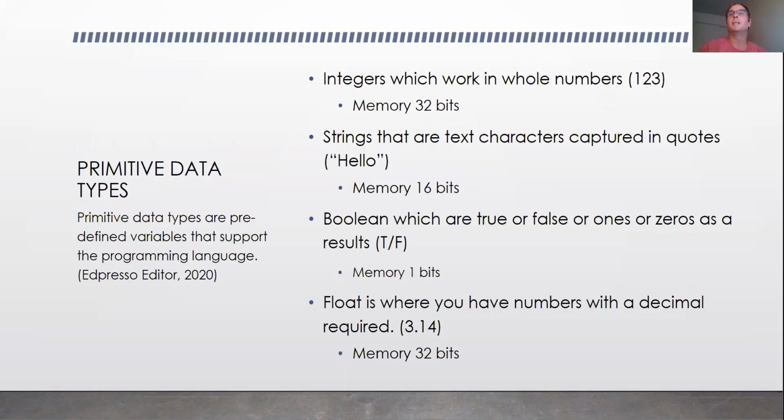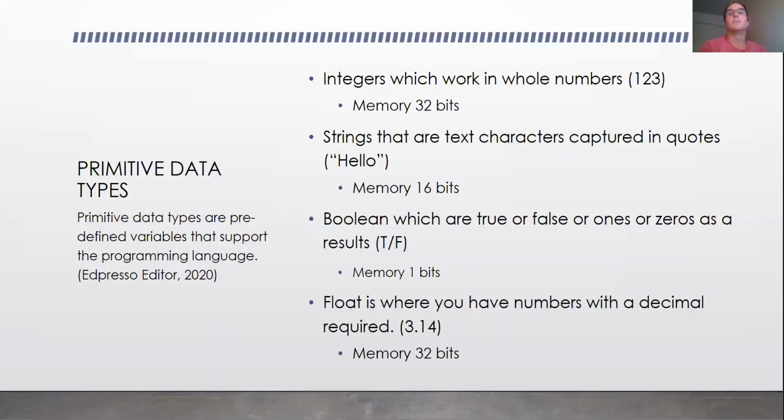Let's start with primitive data types. Primitive data types are predefined variables that support the programming language. The different predefined subtypes are integers, which work as whole numbers, strings that are text characters captured in quotes, Booleans, which are true or false, or ones or zeros as a result, and then floats, which are numbers that have decimal requirements.